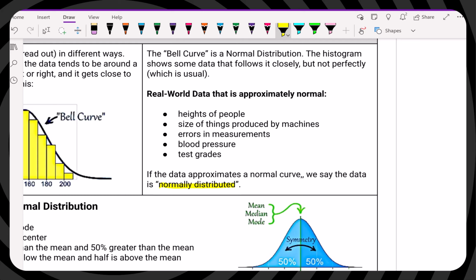So if you know somebody that works in a factory, especially machinists, they have this tolerance of error where they have plus so many millimeters and minus so many millimeters that they can make a mistake. Blood pressure, you've got people with really high blood pressure, some people with really low, but the vast majority of people are going to be kind of in the middle of that data. And then, of course, test grades. You can have just regular test grades, end of course grades, and ACT and SAT grades.